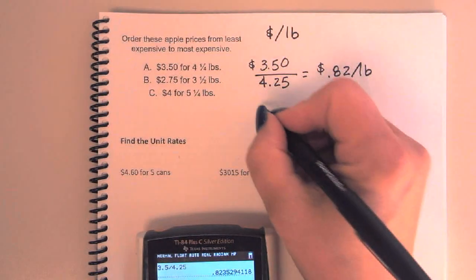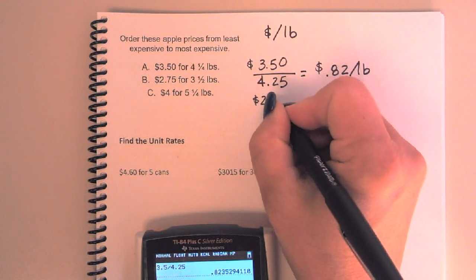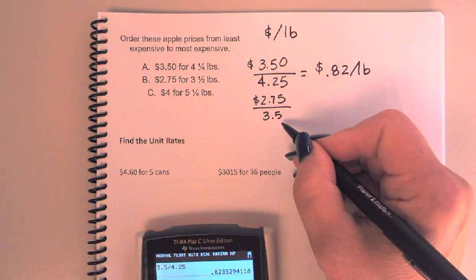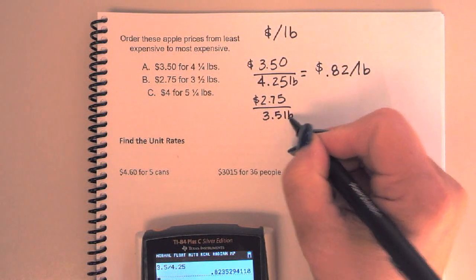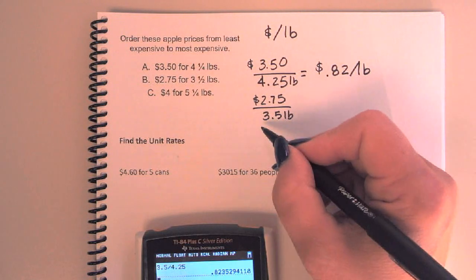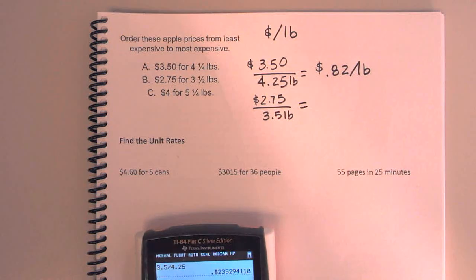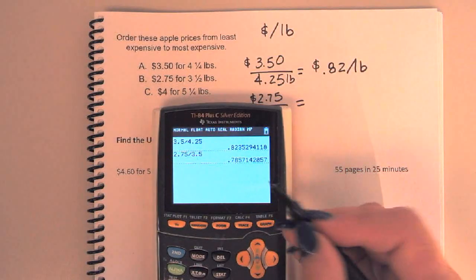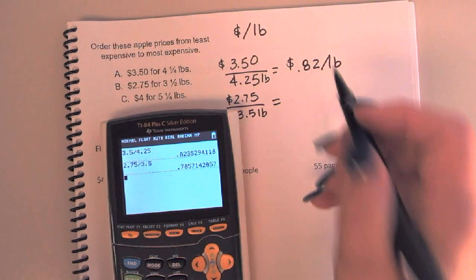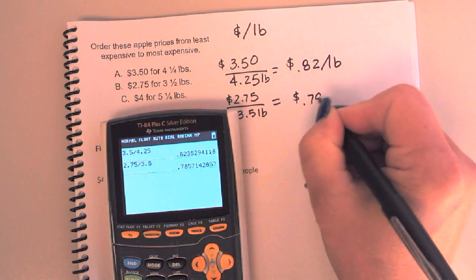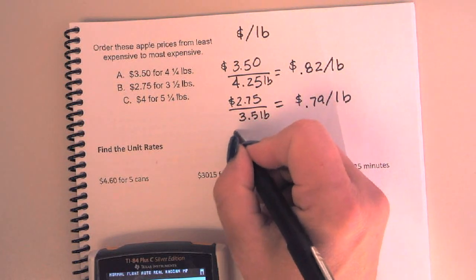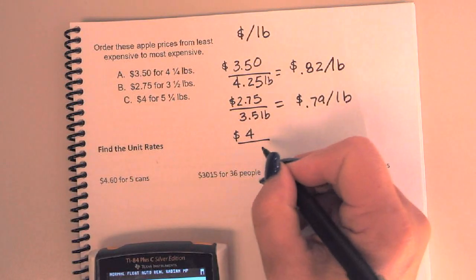You see there's a 3 next to the 2, so I'm going to round this to 82 cents per pound. All right, the next one is $2.75 for 3.5 pounds, I should have put pounds here, 3.5 pounds. I'm going to type in 2.75 divided by 3.5. And I see I have a 5 next to the 8, so I'm going to round that up to 79 cents per pound.